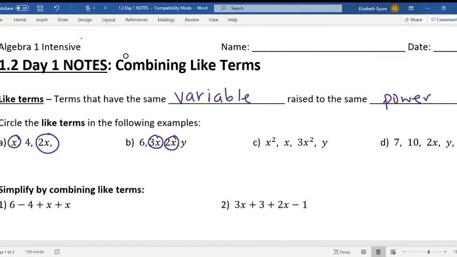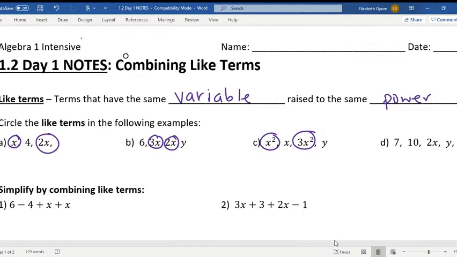What would go together in this one? This one's a little trickier. X squared would go with 3x squared. Why not the regular x? It doesn't have an exponent. Don't the other ones have the little 2 on them? Does the other x have a little 2? So they're not the same. And then the other one's a completely different letter.